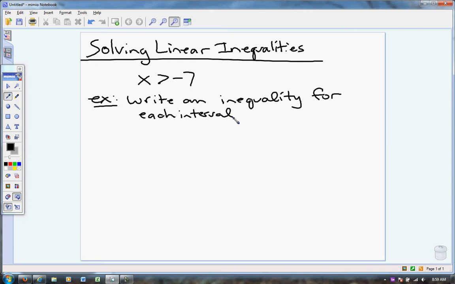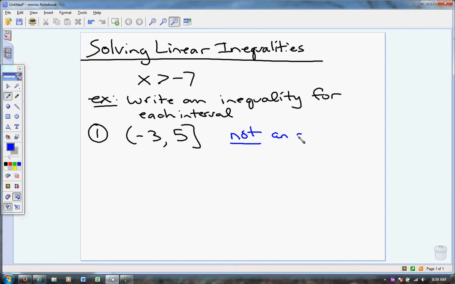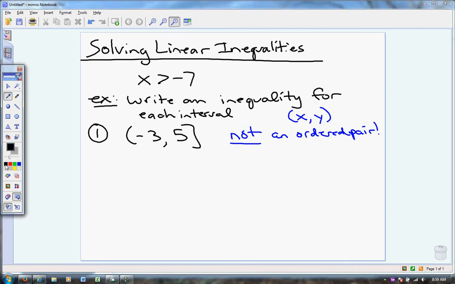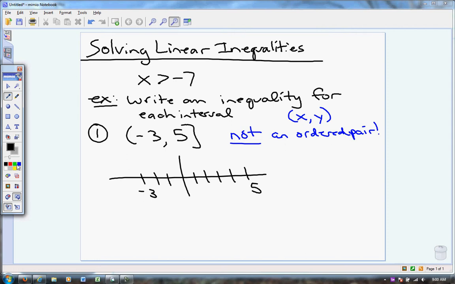So let's just look at this first one, (-3, 5]. The first thing that you have to know is that that is not an ordered pair. When I say an ordered pair, I mean an x, y. This is an interval. And what it is saying is that we are talking about all of the x's from -3 up to 5. All of the x's in between here.